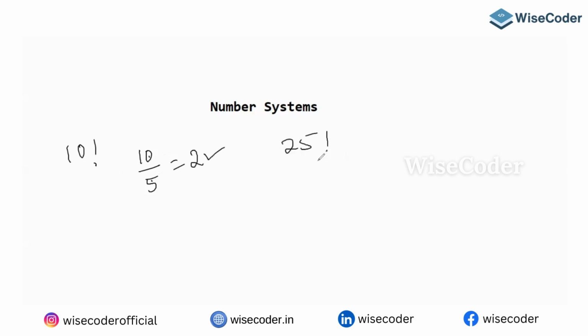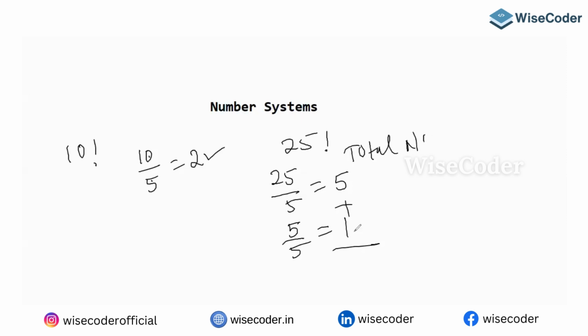25 factorial. How many fives will be there in 25 factorial? Divide 25 with 5. 25, how many times, guys? 5. Again the same, divide with 5, because 5 is further going to divide with 5. Now how many times? 1. The total number will be 6. So in 25 factorial, at the end of 25 factorial, there are 6 zeros.